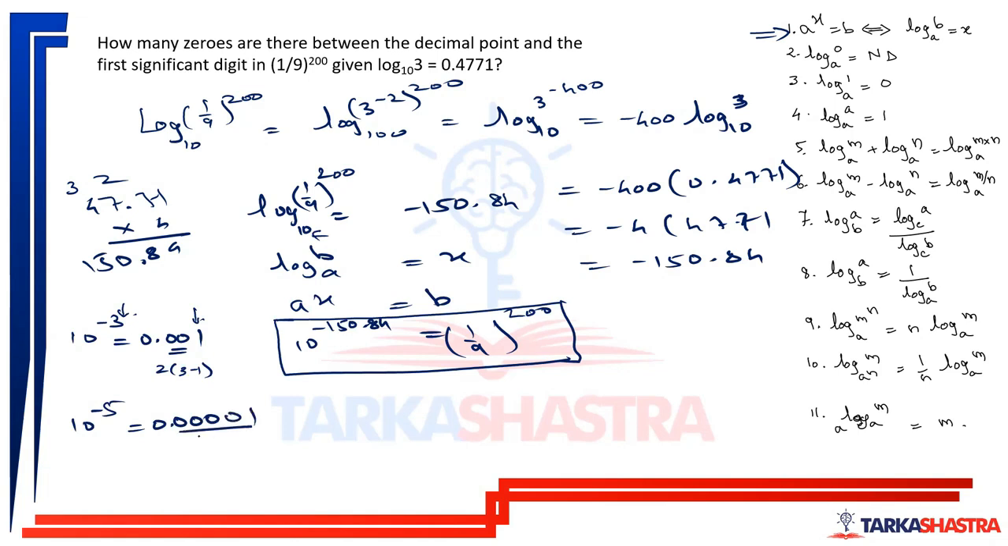So how many zeros before the first significant digit? 4. 4 is what? This 5 minus 1. So how many zeros before the first significant digit? It will be 150 minus 1. That is 149.